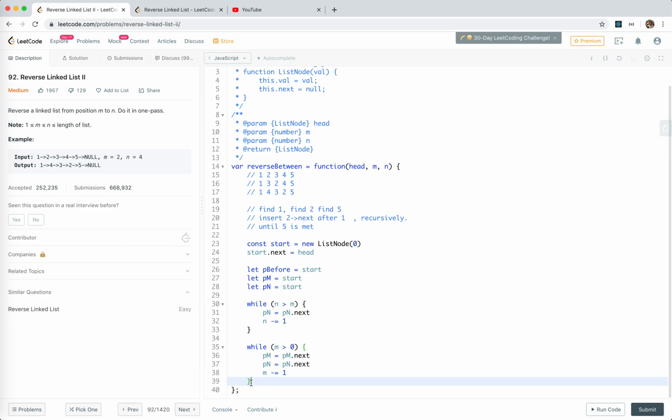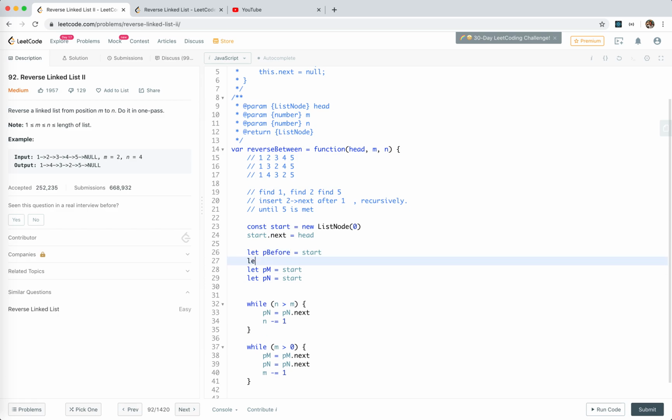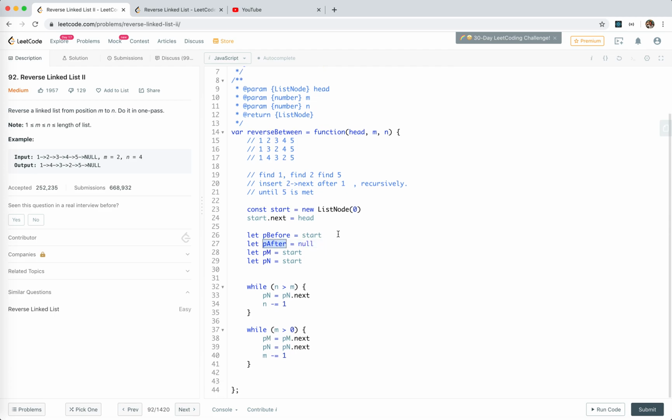Okay, now p before, let's say let p after equals null. p after means p5, p before means p1, so p before needs to move also.